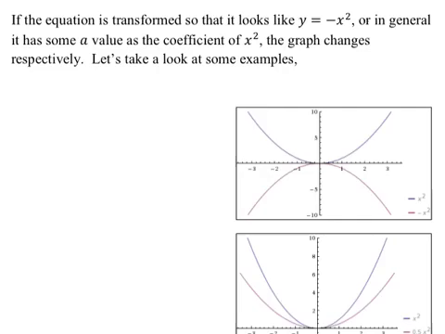So what we're going to do first is take a look and say, well, what happens if the graph was y equals negative x squared? Or in general, if a has some value that is not just 1. The graph is going to change. So let's take a look at some examples of it.